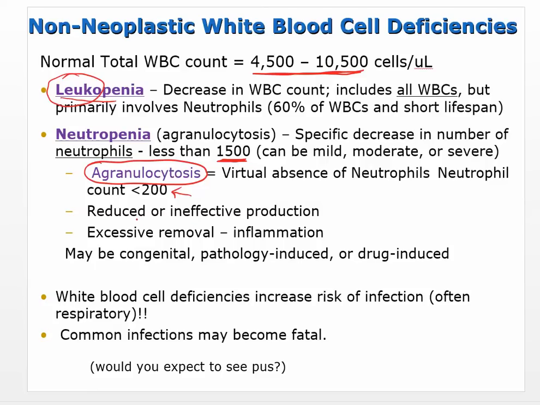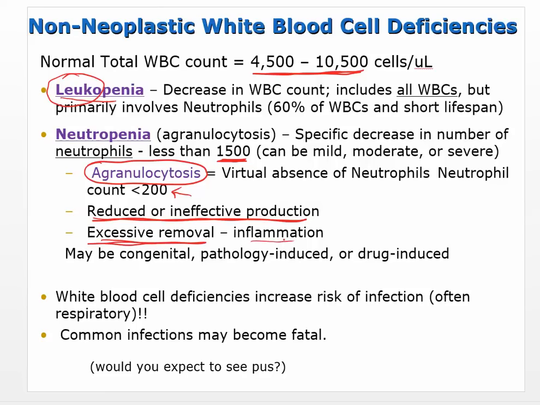So you can also have white blood cell deficiency or disorders. You can have it where they're absent completely, or where their production is affected. So what we're talking about here is deficiency, but it can be from not producing enough, so reduced or ineffective production, or it could be from excessive removal. Okay, so they're going away for whatever reason.